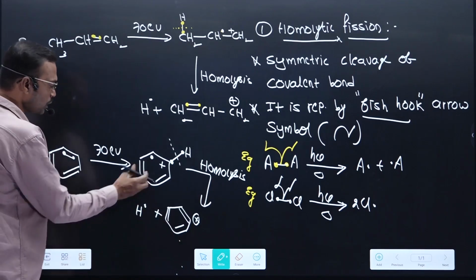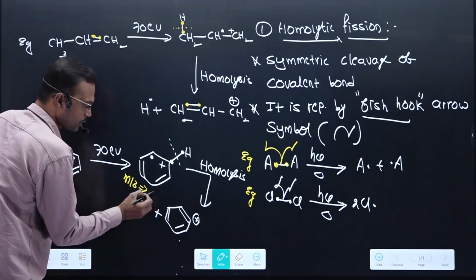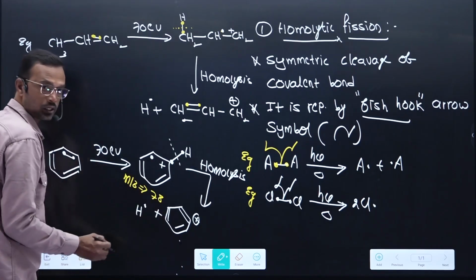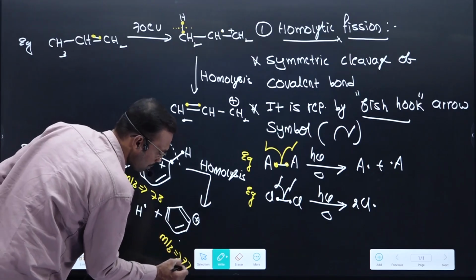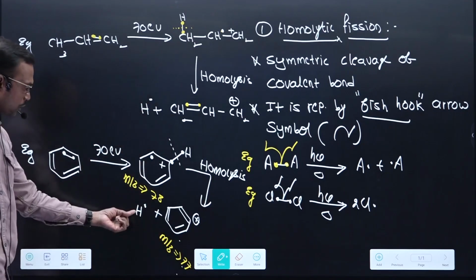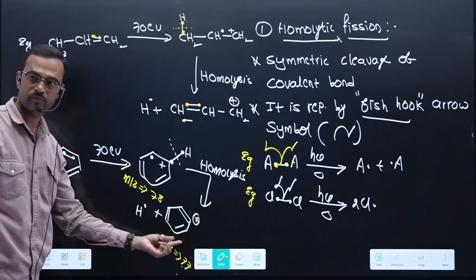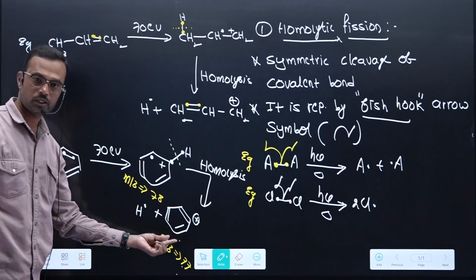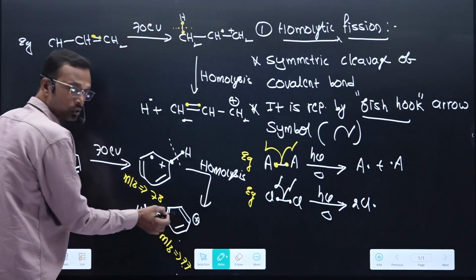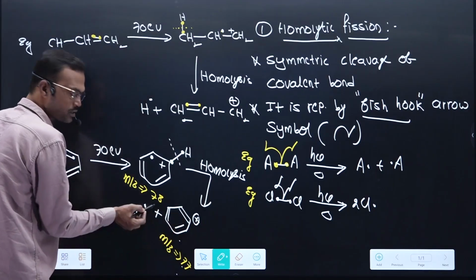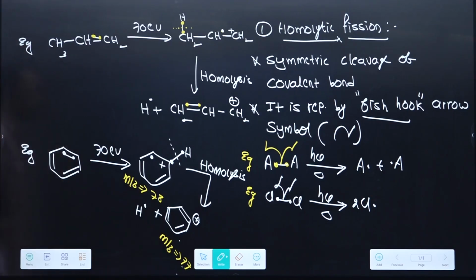So what is the m/z value of this one? The m/z value of benzene is how much? 78, or not? This is 78. I removed one hydrogen, then the m/z value becomes 77. This you remember: if I remove one hydrogen, it becomes a phenyl cation. The benzene radical cation carries 6 pi electron delocalization. The m/z value is 77 and this is 78. Now it is a homolytic fission. Clear? Right.